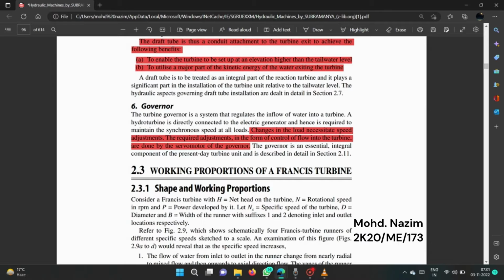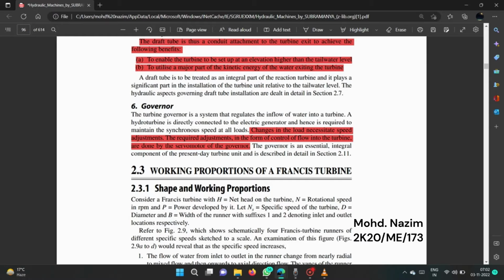The next component is the governor. The governor of a turbine is defined as the operation by which the speed of a turbine is kept constant under all working conditions, irrespective of the load variation. The governor of a turbine is necessary as the turbine is directly coupled to an electrical generator which is required to run at a constant speed under all fluctuating load conditions.